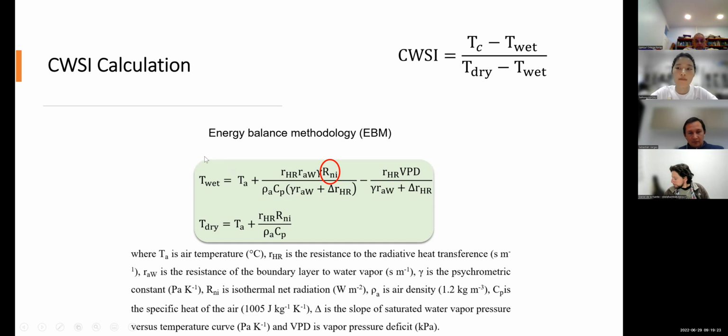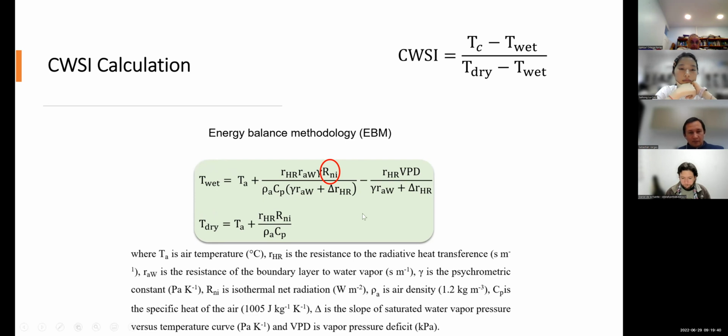And this allows us to estimate the value of T wet, which corresponds to the temperature that the canopy would have under well water conditions, and the temperature or T dry, which corresponds to the temperature that the canopy would have under severe water stress.